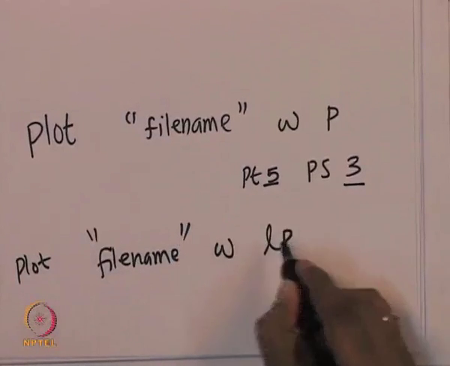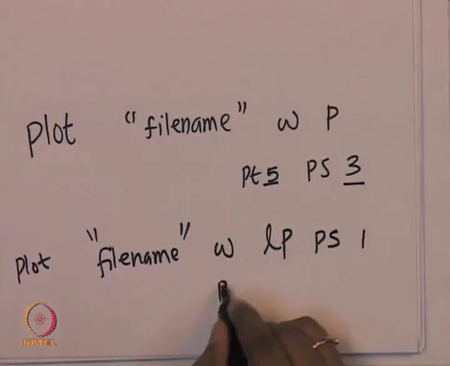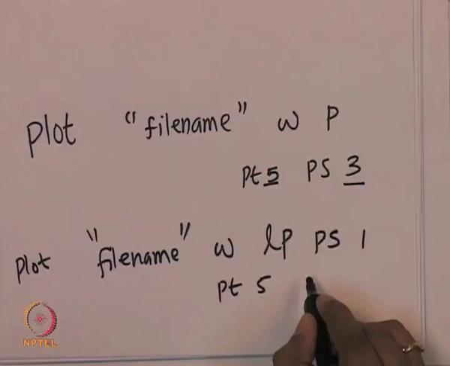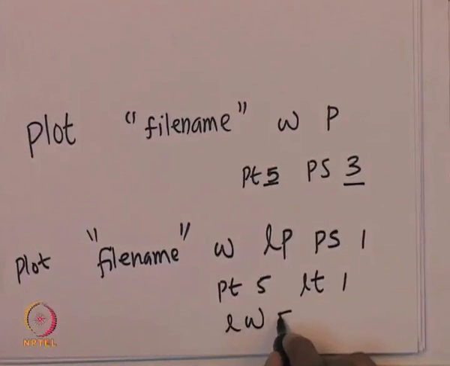Then you can also plot the data file with line points, and you can say point size, point type 5, and you can specify line type 1, line width some number, 5 or 3. So, this is the way you can use it for plotting various functions and various data files. You can also use this for fitting data.